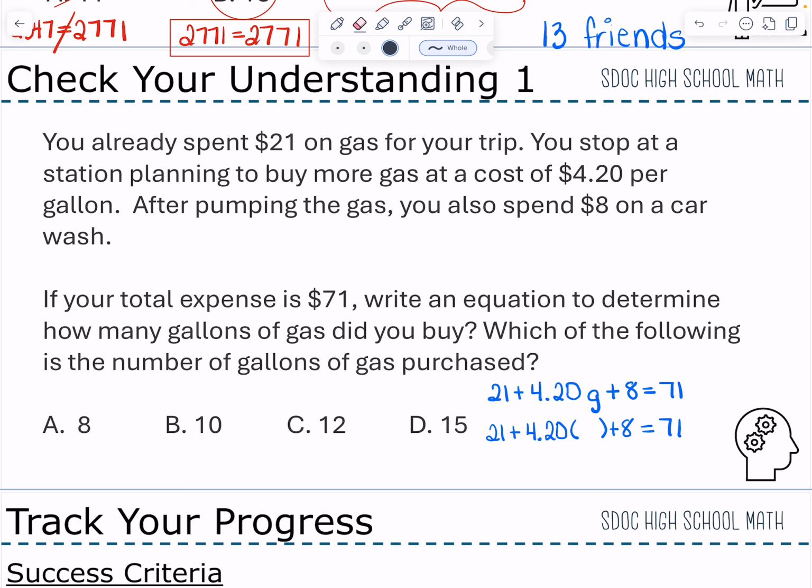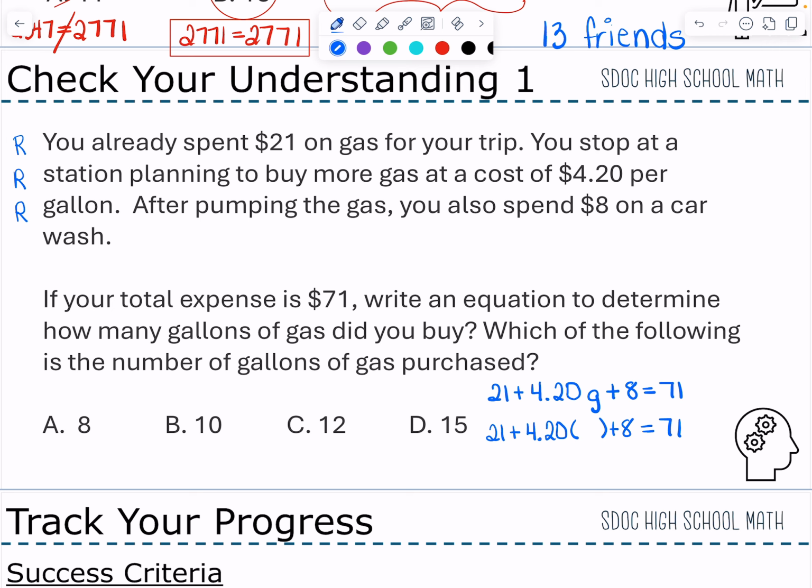So on this one here, hopefully you did your 3 reads. Okay, that's really important. The first time we read it is just to read it. The second time to highlight what's important. And the third time to make sure that we are answering the question correctly.